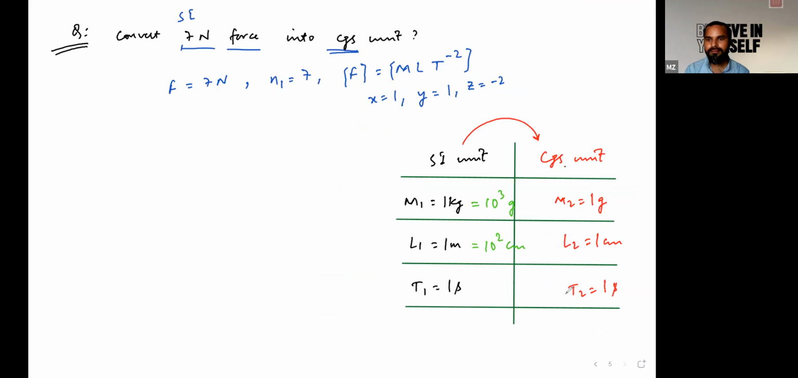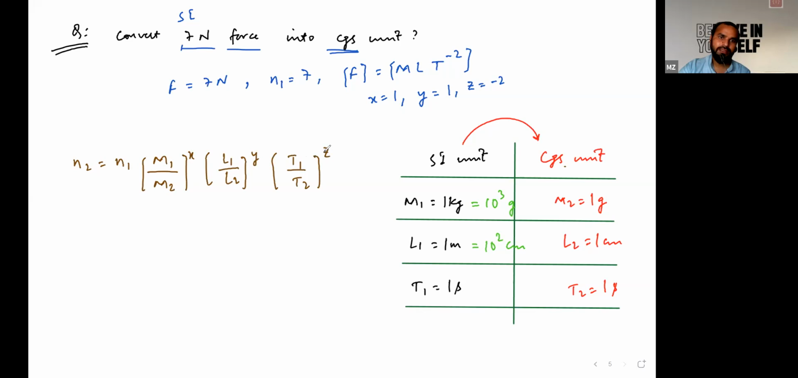Now use the formula as we have derived. So N2 is equal to N1 into (M1 divided by M2) whole to the power X, similarly (L1 over L2) to the power Y and (T1 over T2) whole to the power Z. Just put all the values in this expression and try to find N2. Put all the values of these particular terms from this table and try to find N2. Is it clear to everyone? Okay, try to solve.